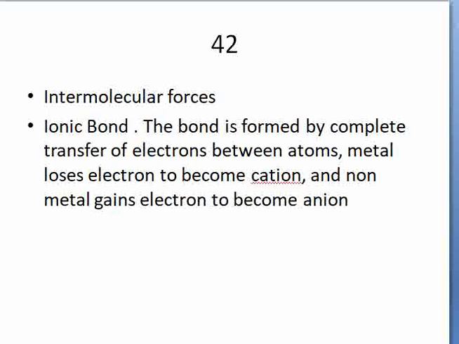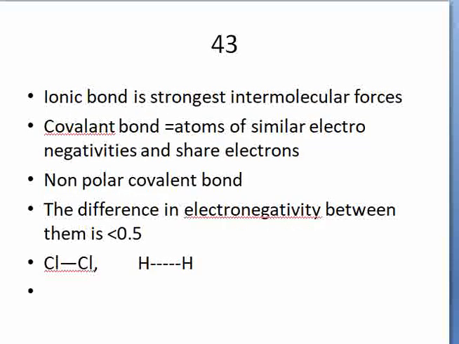Next we will discuss intermolecular forces. There are different kinds of intermolecular forces, like the ionic bond. The ionic bond is formed by complete transfer of electrons between atoms. When electrons are completely transferred, it forms the ionic bond. This is the most important intermolecular force and the strongest one. Keep that in mind; the ionic bond is the strongest.